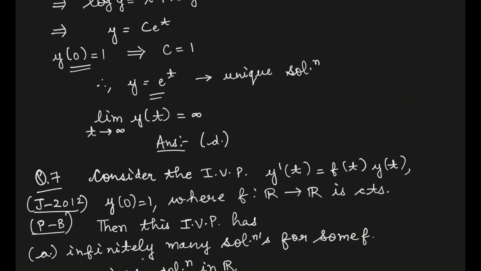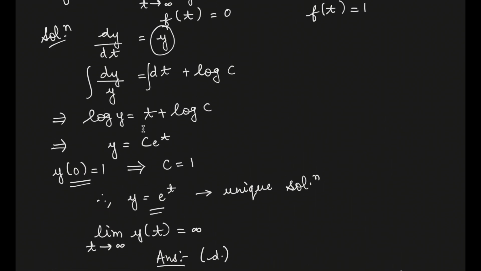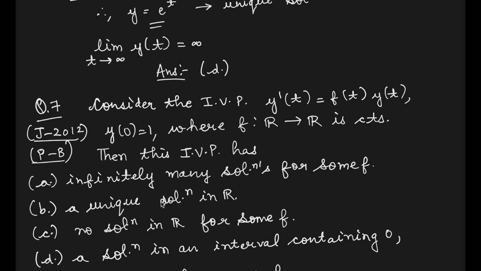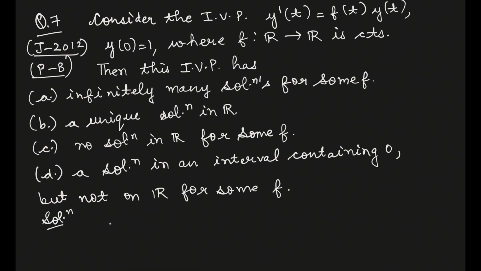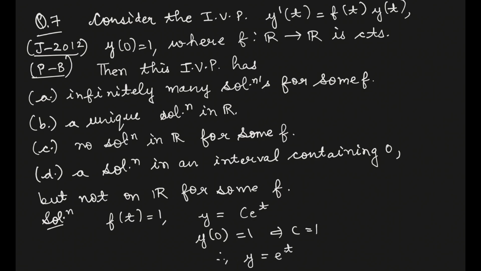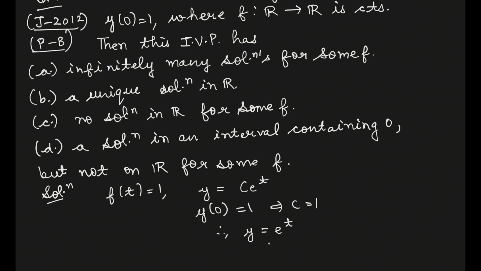The solution will be the same as the previous one. The solution will be y equal to c e to the power t only, because if I take f t as 1, the solution will be y equal to c e to the power t. The condition is also the same. This implies c is 1. Therefore, the solution is y equal to e to the power t. B is the answer, a unique solution in R. Because y equal to e to the power t, I am getting a unique solution.